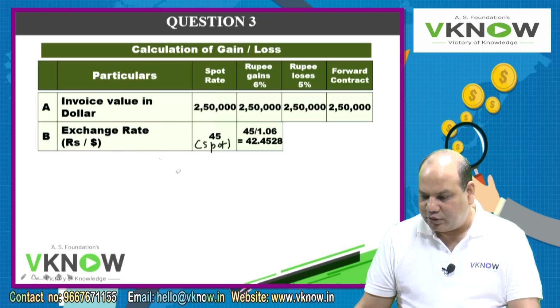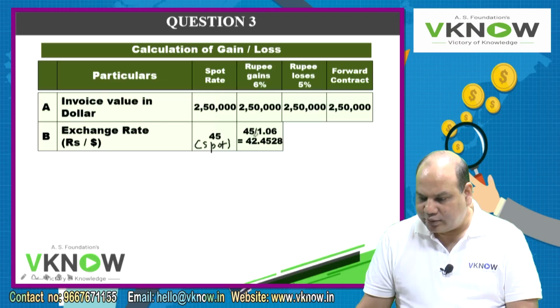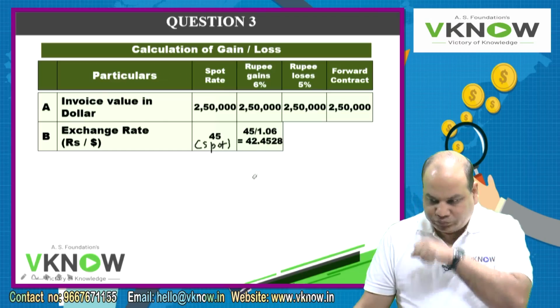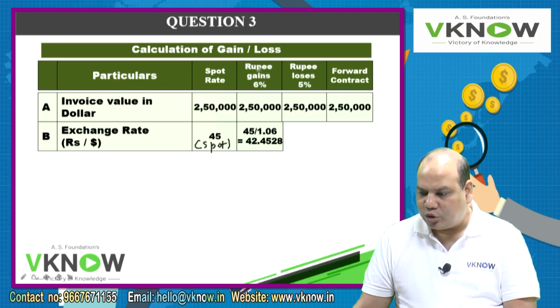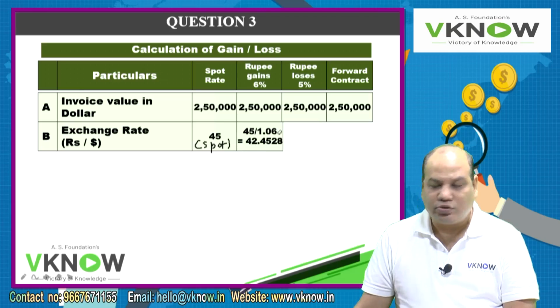If rupee gains, means dollar loses. So to calculate the rate, 45 divided by 1.06. If they will give you in the exam dollar gains 6%, directly add 6%. 45 plus 6%. But if rupee gains, so dollar will depreciate but not by 6%. So the more appropriate answer will be this, 45 by 1.06.